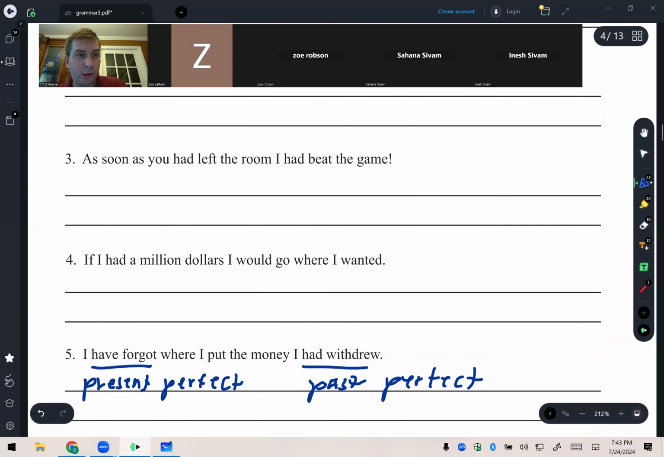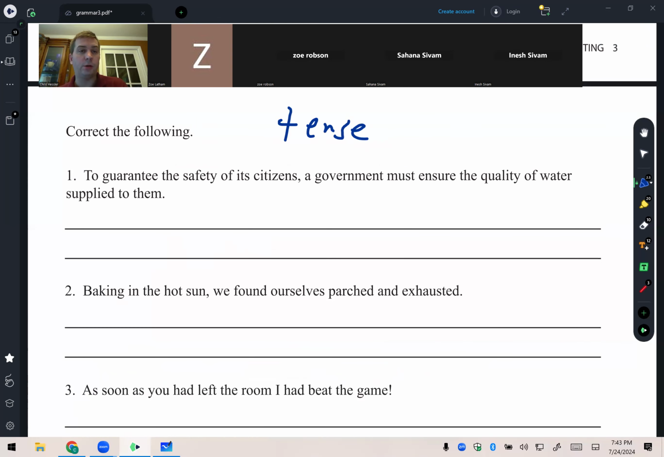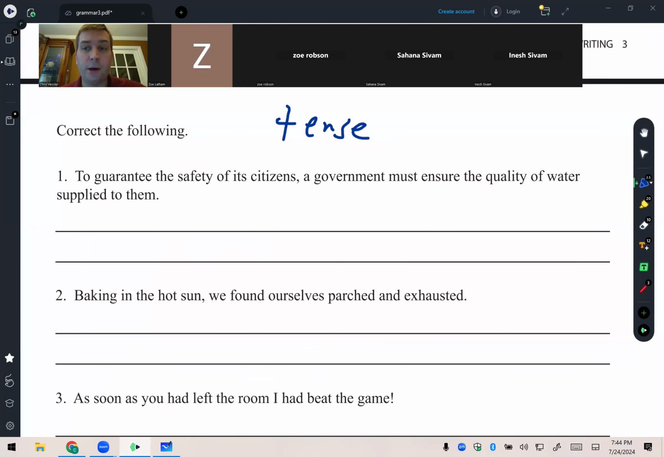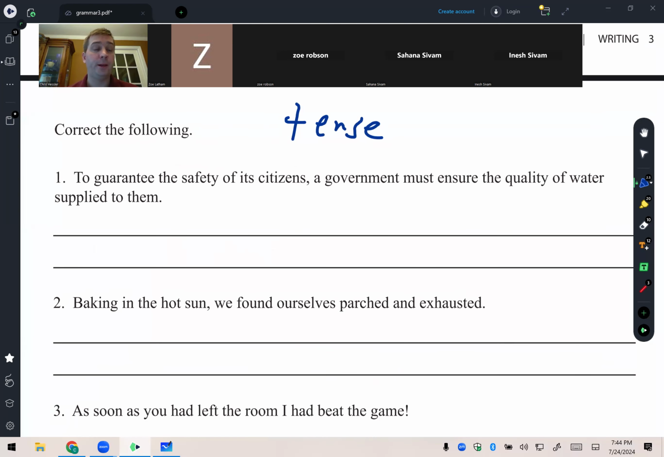Okay, hopefully you've had a chance to try all of those. We're going to go over them now. If you're still working on the last one, that's fine too. All right, I'm going to start with the first sentence. Let's see if there's a tense problem. Just going to read it, and I'm going to try to determine what tense the sentence should be in, and then we've got to stick with it. Let's try the first one. To guarantee the safety of its citizens, a government must ensure the quality of water supplied to them.